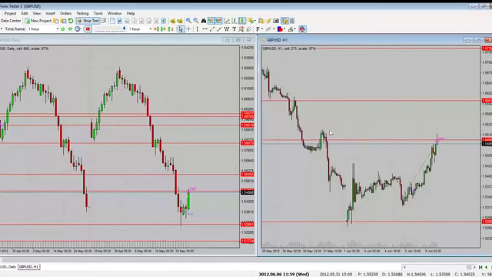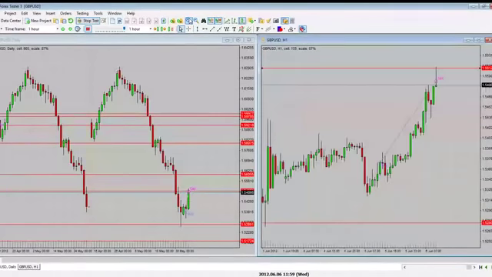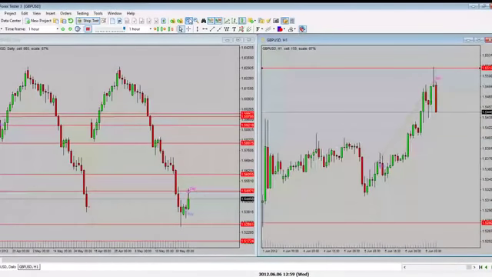So we need to break above this level here. So price struggled right about there. What we could see is price could pull back into this previous support and resistance area, or even into this lower one here, and then go up from there. So let's take a look and see if we have an opportunity to take a trade.